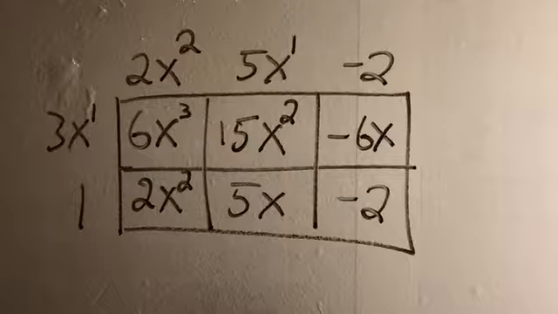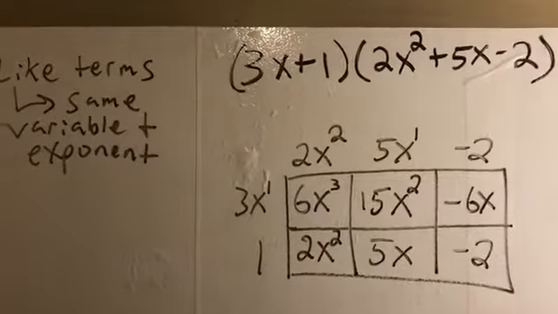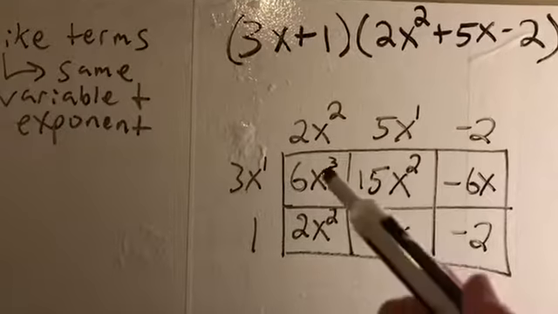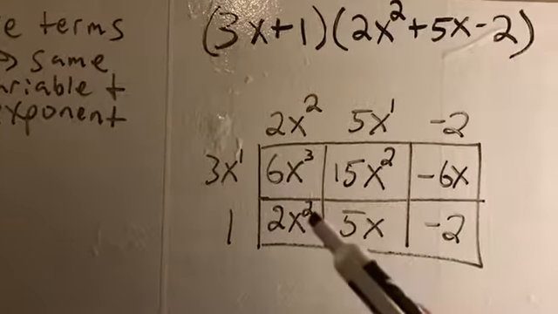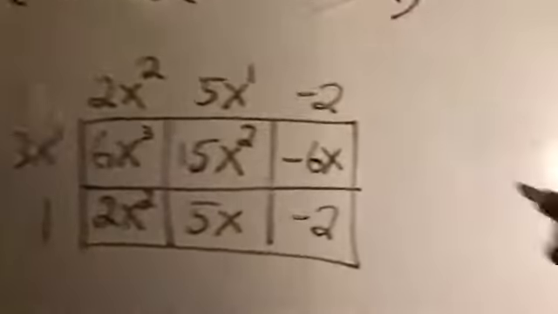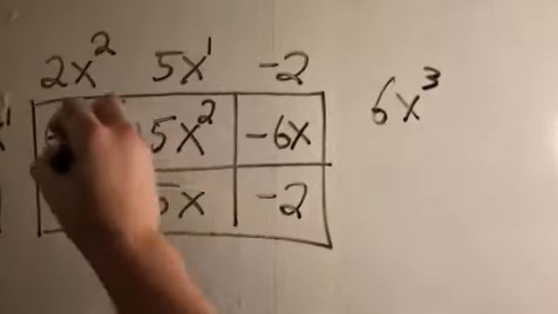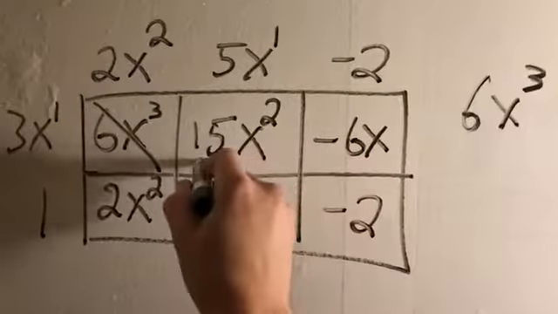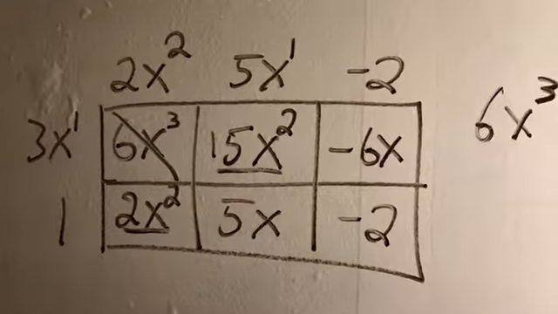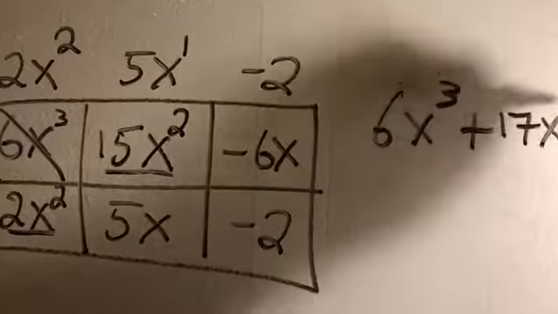And now it's time to combine our like terms. Remember, it has to be the same variable and the same exponent. So I'm going to start over here. Is there another x to the third power? No, there isn't. So 6x to the third power comes into my final answer automatically. I'm going to x that out so I know I've dealt with it. Now I see an x squared here and an x squared here. 2x squared plus 15x squared is 17x squared.